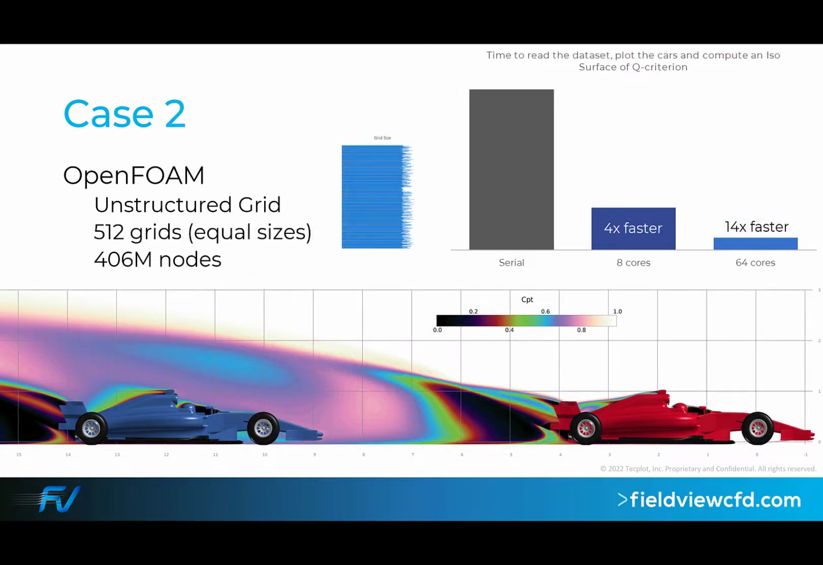The second case we're going to look at is an unstructured case from OpenFOAM. This case is 2 Formula 1 cars following each other, and is an ideal case for MPI parallel, since the grids are equally balanced. Performing the same benchmark as the previous case, we see a 4x speedup with 8 cores from serial, and a 14x speedup with 64. So that gives you an idea of what is possible if MPI is fully utilized.